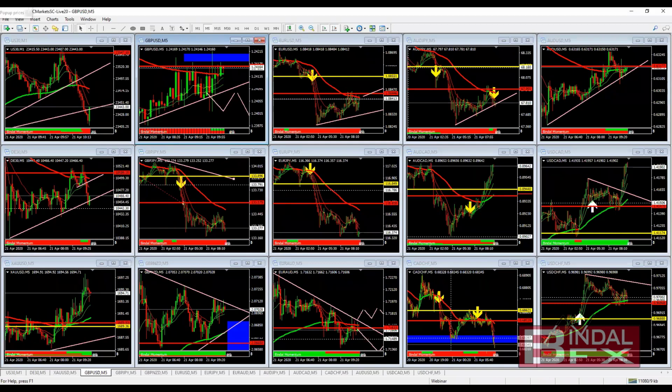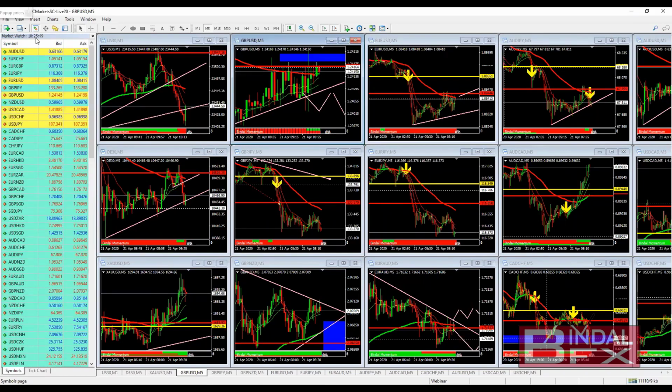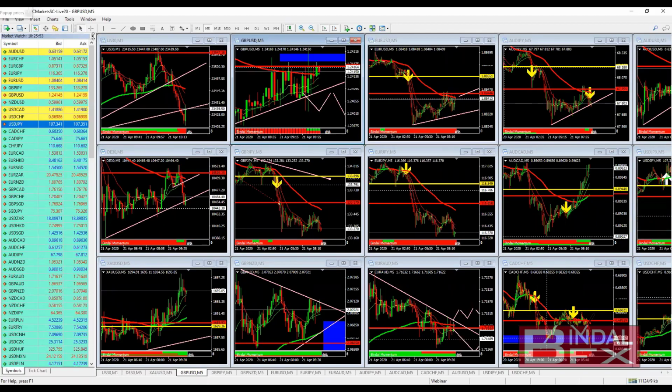Aussie JPY, do you mean Aussie dollar? USD JPY. So USD JPY, I'm less keen on taking that right now because of the way the chart's behaving.